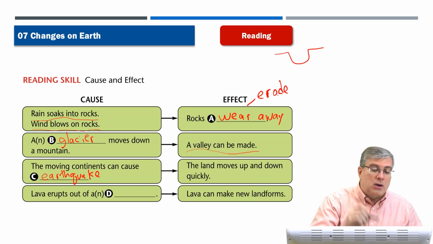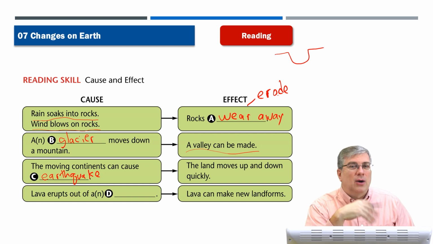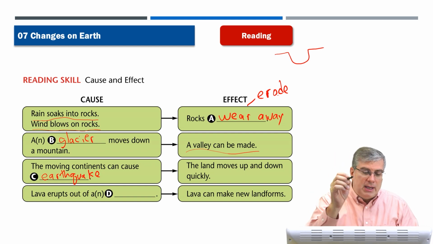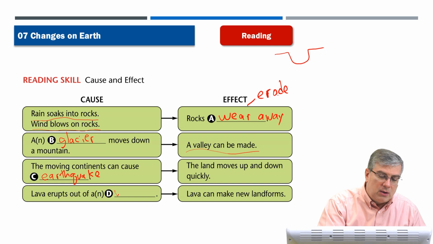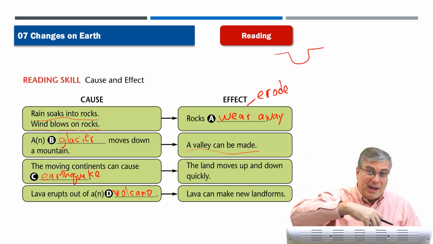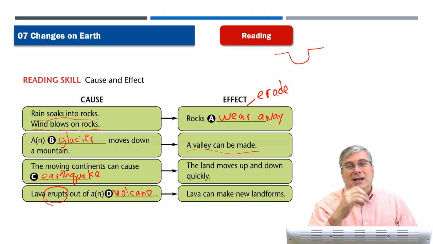Okay, finally, the cause, lava. We're talking about what? What carries lava to the surface? It's a big mountain with a flat top. We call that a volcano. A volcano carries lava from the mantle to the surface. Lava erupts. It doesn't just come out.